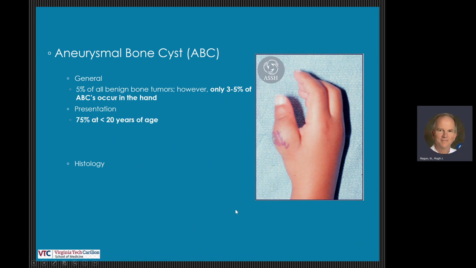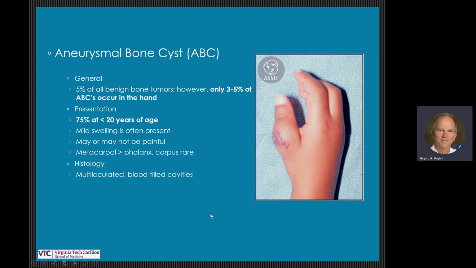Almost always they're in younger patients. Almost always there's going to be some degree of swelling. They may hurt or they may not hurt. And the metacarpal location is more common than the phalanx, as opposed to the enchondroma, where the proximal phalanx is more common than the metacarpal. But as in the enchondroma, it's rare in the carpus.